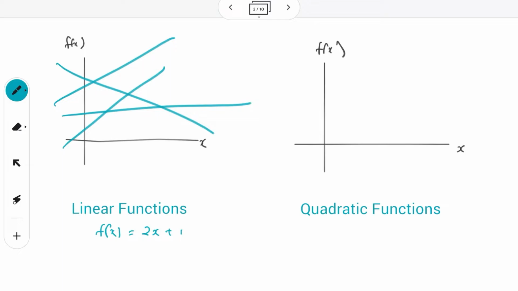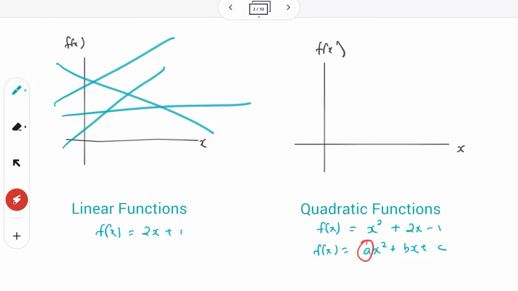There's a different kind of function known as quadratic functions. These are functions where the function contains an x value which has a power of square. So this is an example, x squared plus 2x minus 1. The general equation is also known as ax squared plus bx plus c. And your a cannot be equal to 0. A cannot be equal to 0.